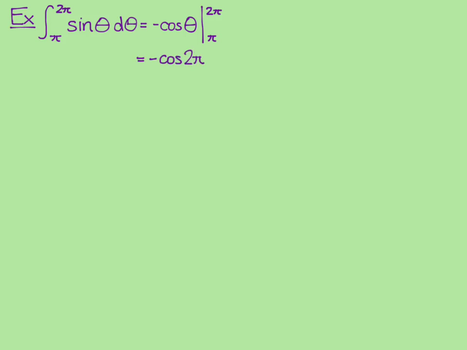We then plug in the top bound first, minus what happens when we plug in the bottom bound. And cosine 2 pi we know is 1, so negative cosine 2 pi is negative 1. Cosine of pi is negative 1, so I'm going to get a plus negative 1. So I end up with negative 2.